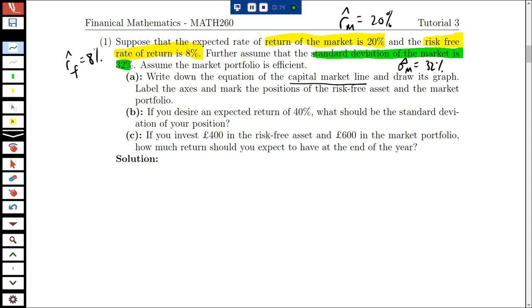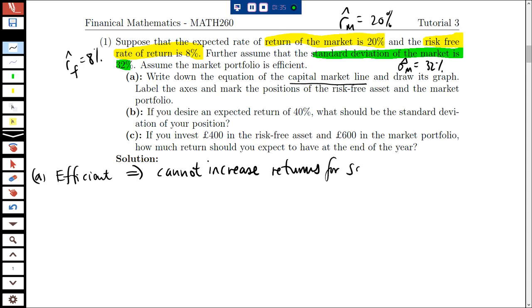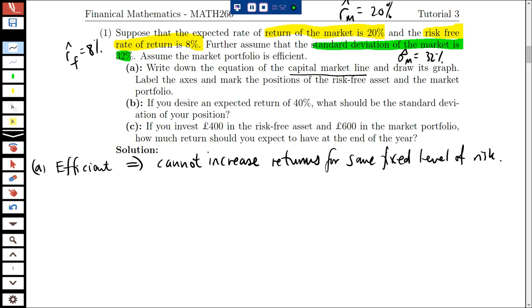label the axes, just label everything up, very nice essentially. Okay, so firstly let's deal with this word efficient. What does that mean? Well, it means you cannot increase returns for some fixed level of risk. Okay, so you fix some risk and you have the maximum possible return. You cannot get any more.